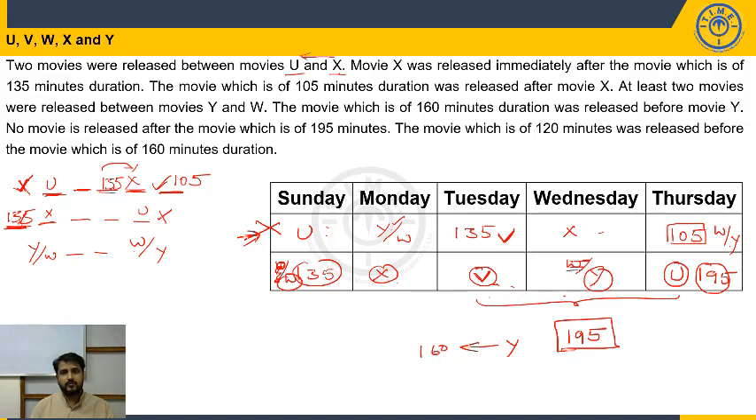here we have the movie which is of 105 is after X. So after X, one of these 2 will be what? 105. Okay, let's move ahead. Next, the movie which is of 120 minutes was released before the movie which is of 160. So 120 is before 160 and 160 is before Y. So Y is here already in the arrangement. So before Y 160, before 160 120, so it has to be 160, it has to be 120. No other possibility. And the remaining is 105. So after X 105, now we are left with only one place, movie Y, that is 105 minutes duration. That's it.